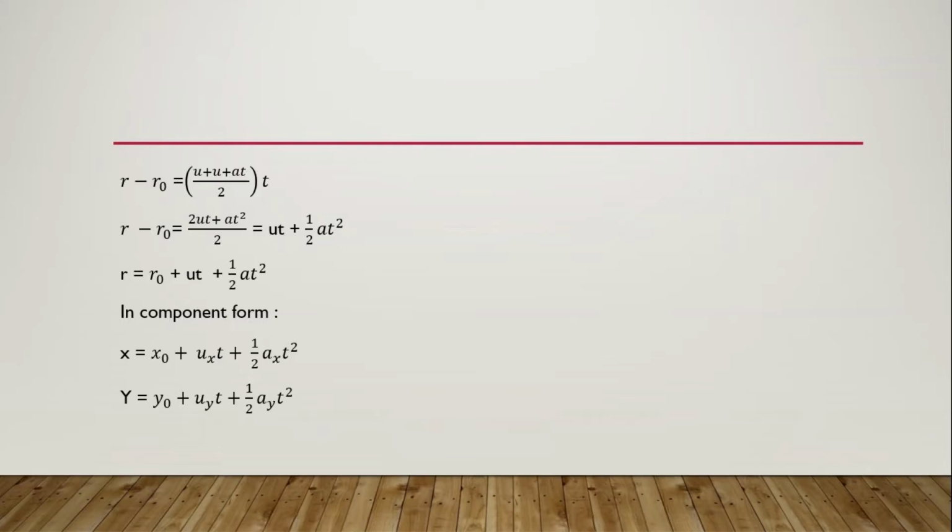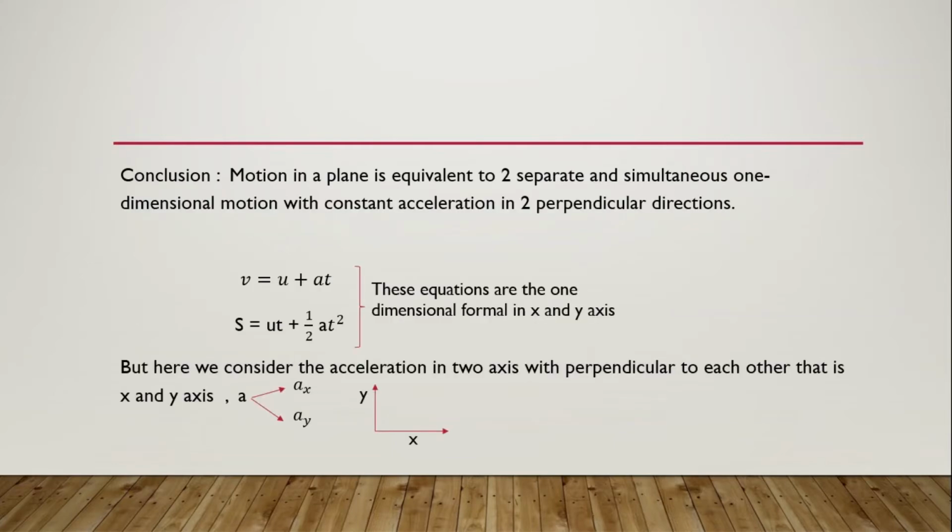So finally we can conclude that from these two expressions, that is from constant acceleration and displacement, the motion in a plane is equivalent to two separate and simultaneous one-dimensional motions with a constant acceleration in two separate perpendicular directions. So you have to think over this statement. We have one-dimensional equations, that is v is equal to u plus at and s is equal to ut plus half at square.